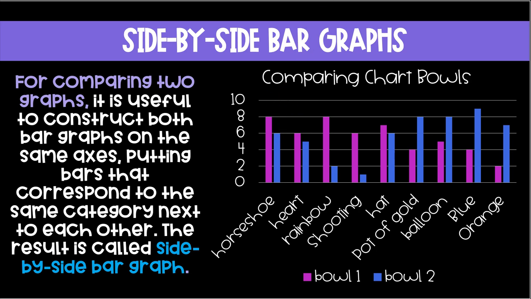It will be easy for us to say, oh, which bowl has more shooting stars? You will say, oh, bowl number 1, because the bar is so much greater. It is very useful when you want to compare 2 different data sets.